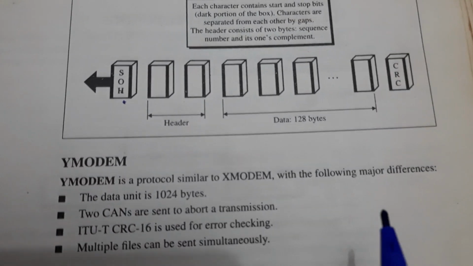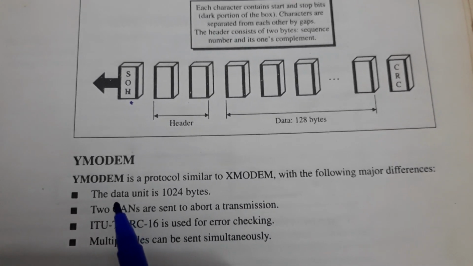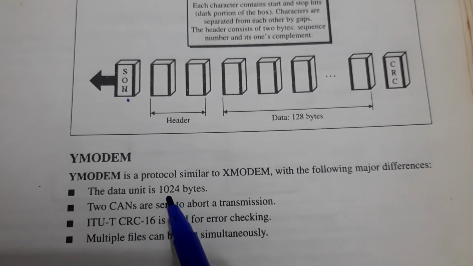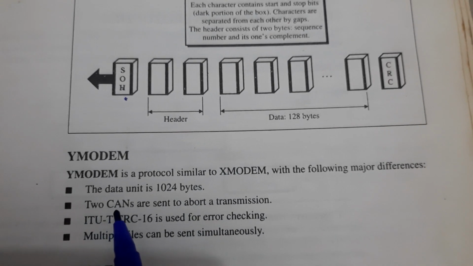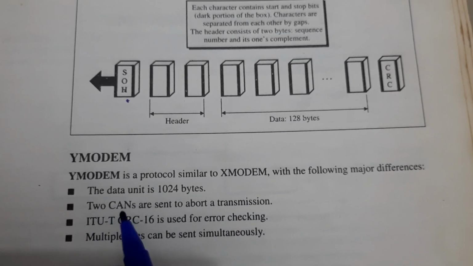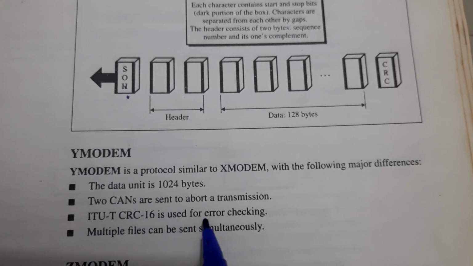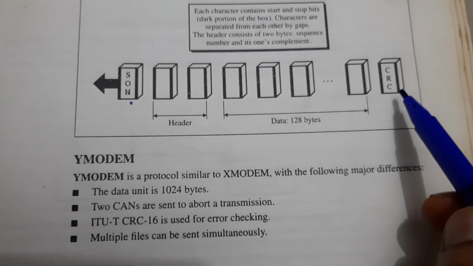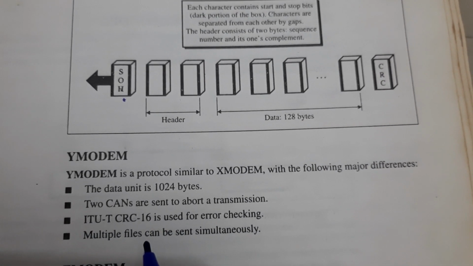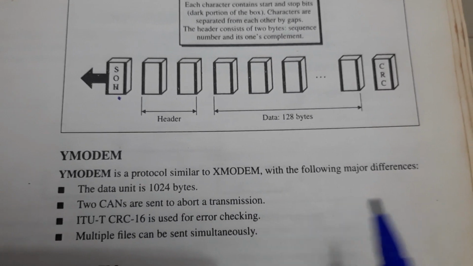Next we see YModem. The YModem protocol is similar to XModem with the following major differences. First, the data unit is 1024 bytes, whereas in XModem it is 128 bytes. Two CAN signals are sent to abort the transmission. ITU-T CRC-16 is used for error checking. And multiple files can be sent simultaneously. These are the differences between XModem and YModem.